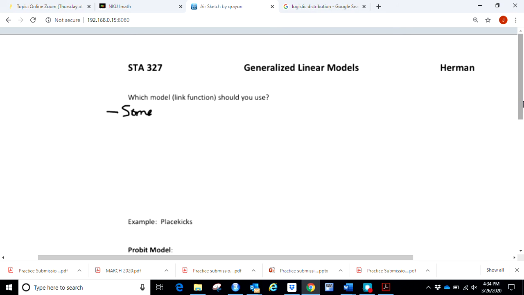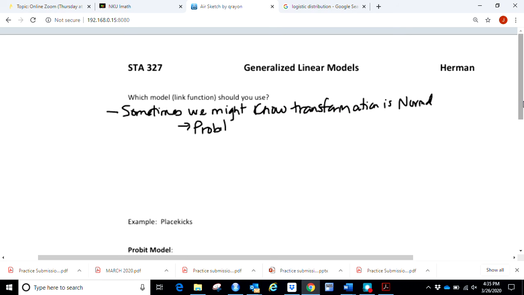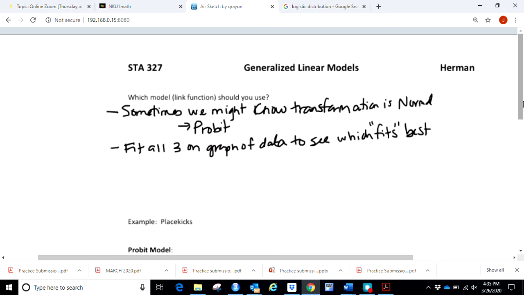So for example, sometimes we might know the transformation is normal. If that was the case, the Probit would be the way to go since it knows we have that normal distribution there. We could fit all three on a graph of the data to see which fits the best. And I put fits, of course, in quotes, since how do you exactly tell which one fits the best is a little bit harder to do.